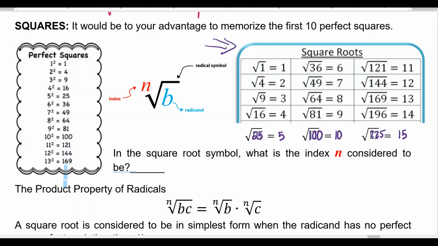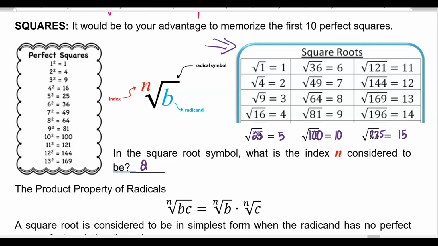Again, in the square root symbol, what is the index considered to be? So for square root, it would be 2. It's considered to be 2, although we don't actually write the 2 here, but it's considered to be a 2 there if nothing is there. Now we also have cube roots. You're actually going to see a 3 if it's the cube root. The fourth root, you're actually going to see a 4 in those cases.